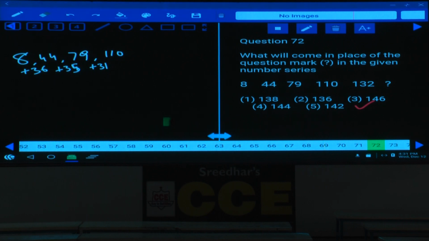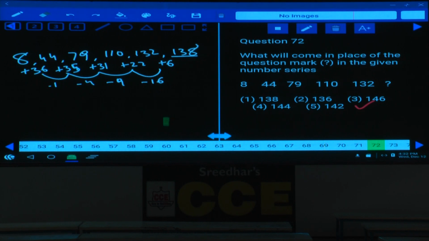And the next difference, 110 and 132, is 22. Next, how much should be added to this one? Then 36 and 35, the difference is 1. 35 and 31, the difference is minus 4. Here the difference is minus 9, so the next difference must be minus 16. Now 22 minus 16 is 6, and 6 should be added. 132 plus 6 is 138, and it is given in choice 1. Question 72, choice 1 is the answer.